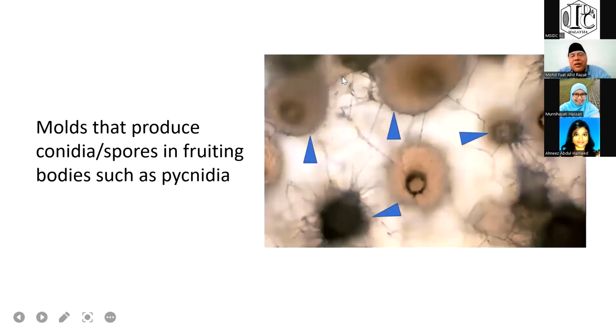Okay. We come to the last group of molds before we discuss some tips in learning or in determining the key morphological characters. So this fungus produces conidia in fruiting bodies such as pycnidia. Maybe some of you have this experience. They isolate one mold, prepare the microscope slide, and look at the microscope, but they see hyphae and this big structure. We call this one a fruiting body. Okay, so inside the fruiting body are the conidia.